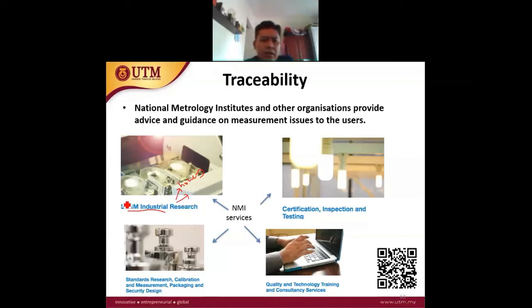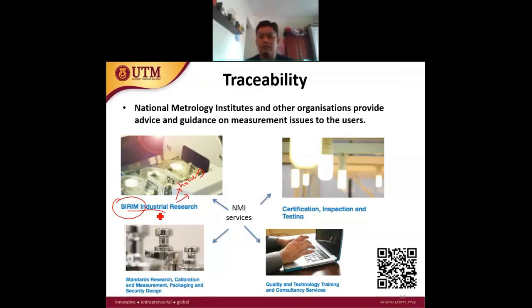Of course, SIRIM has to work together with the main players in the engineering aspect, like many of the UTM academicians who are experts in their field. For example, in mechanical, they are experts in aviation testing. So they work together and come out with the standard of aviation testing, for example a specific scope on the propeller.